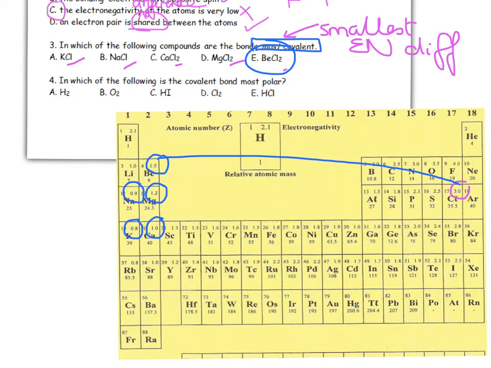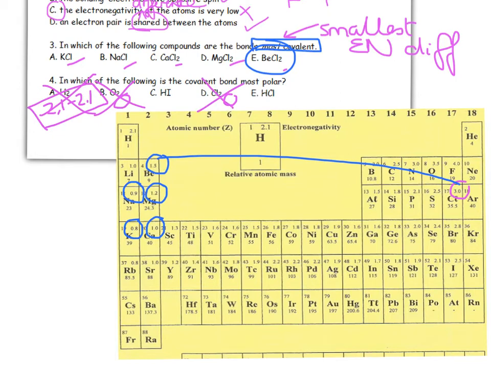In which of the following is the covalent bond most polar? Again, I'm going to look at the electronegativities, and this is 2,1 and 2,1, which means it is totally non-polar. Oxygen is also going to be 3,5 and 3,5, so the electronegativity difference is 0. Chlorine is 3,0 and 3,0, the electronegativity difference is 0. So those are all non-polar.